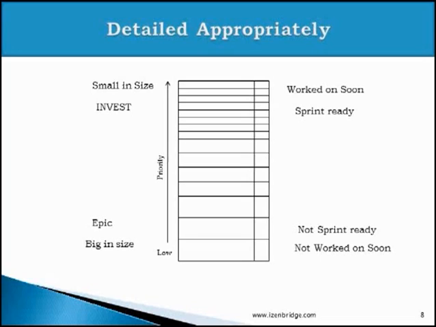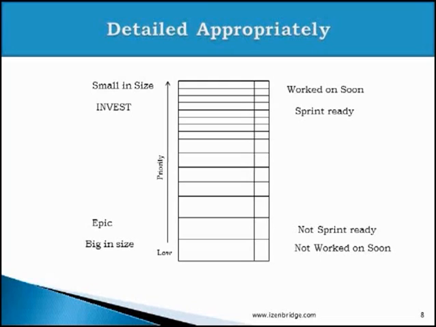The items which are expected to get scheduled for development in the near future should be detailed enough. The items which are not expected to get scheduled in the near future should remain at gross level. They remain at an epic level because this is not the right time to detail them. In another language, if you talk the language of user stories, the stories which are of higher priority, which are expected to get scheduled in upcoming releases, upcoming iterations, should be of INVEST type.